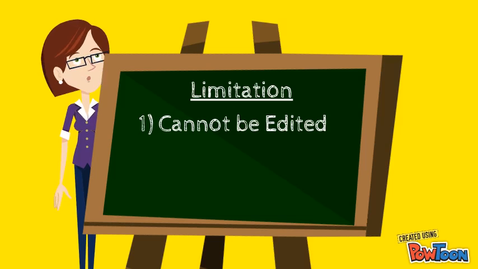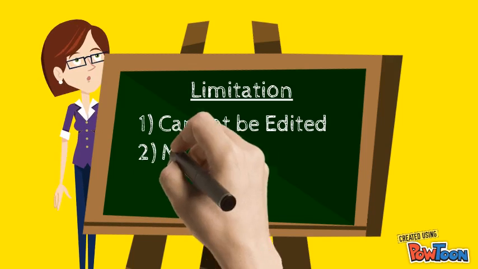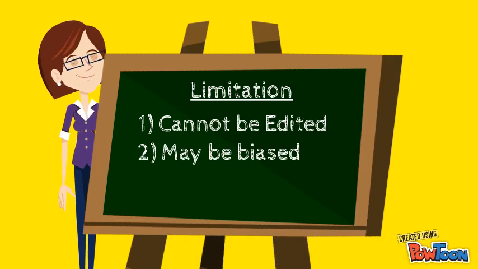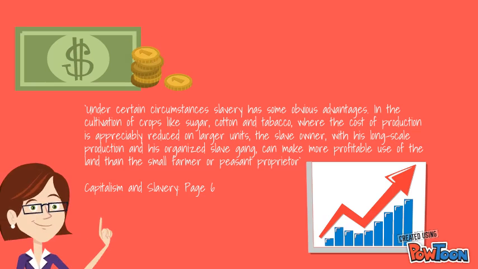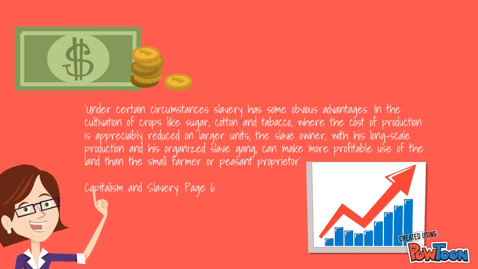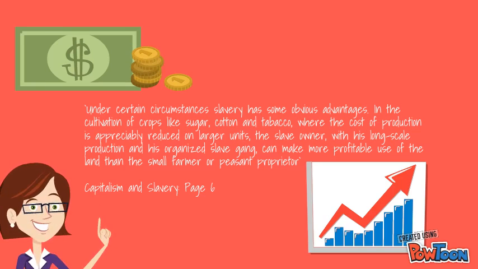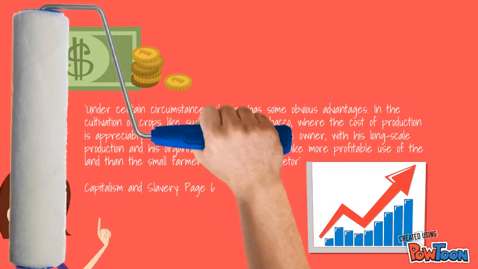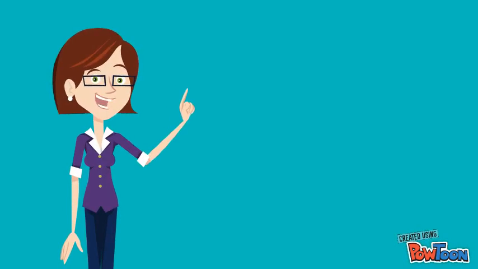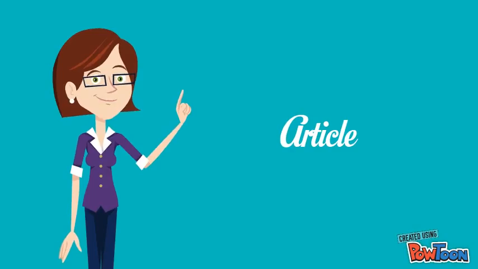Another possible limitation of this source is that it may be biased by the personal view of the historian. This source reveals the positive aspects of international trade and globalization, specifically the economic benefit of important factors such as agriculture. The final source that we will be exploring is an article.